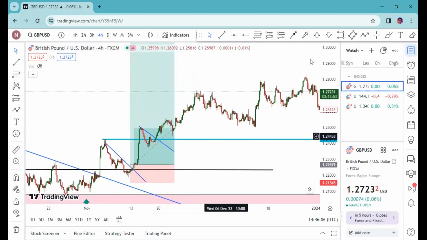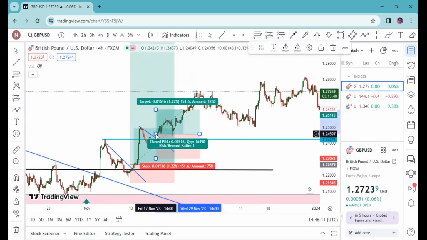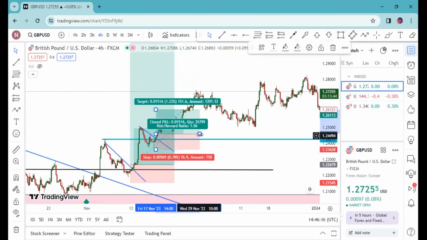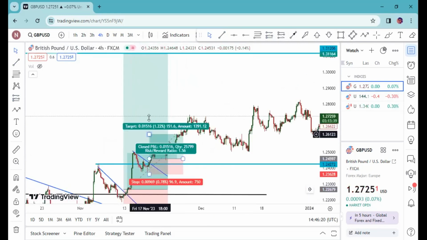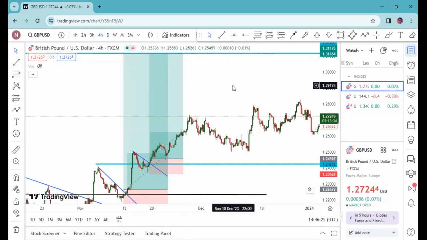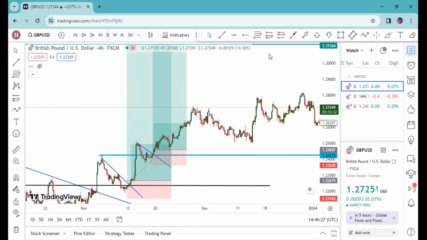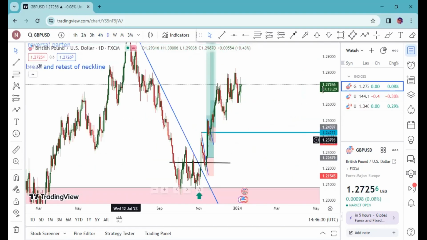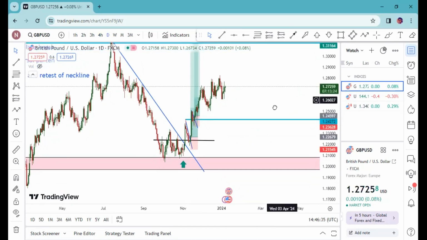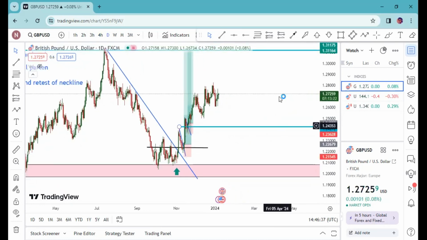Now, how do I do another trade? Another trade. I enter here. My stop loss here. My TP. So go back to daily. Wait for another antelope to catch. I'm now back to daily, waiting for another thing to catch.